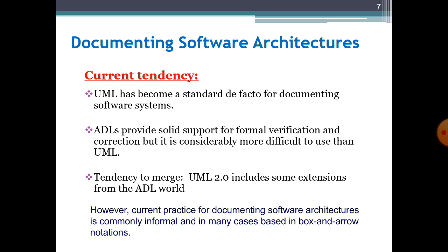ADL is more difficult for documenting any software architecture because it requires domain specific knowledge as well. On the other hand, UML is a general purpose software documenting approach, widely utilized by industry practitioners because it is general purpose and easy to utilize by industry people. However, current practice for documenting software architecture is commonly informal, and in many cases it is based on lines, boxes and arrow notations.